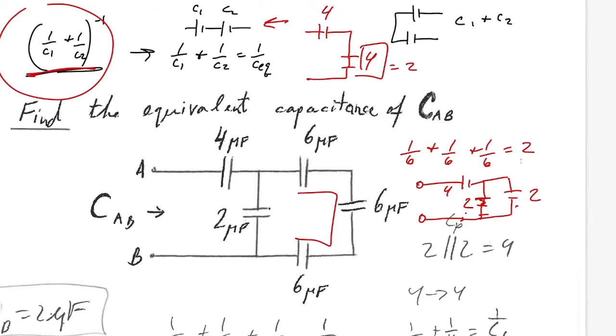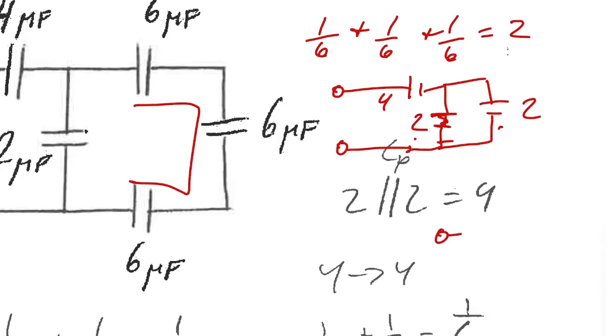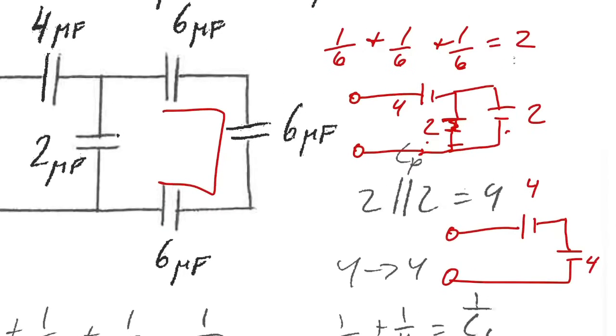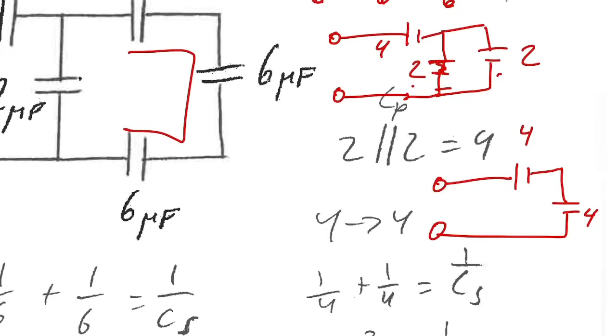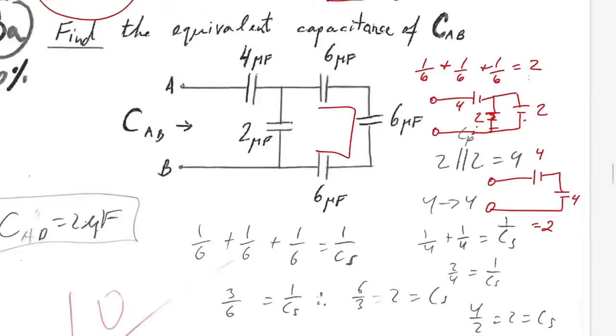So when they're parallel, we just add them up. So our new diagram will look like this. There's a 4 there, and when we add 2 and 2, that equals 4. So now this 4 and this 4, these are in series, and we can do the same thing. Half of 4 is 2, and so this total is going to equal 2. I hope I made that clear.